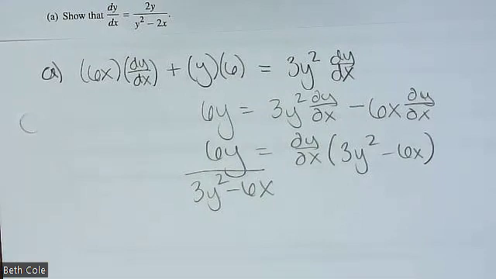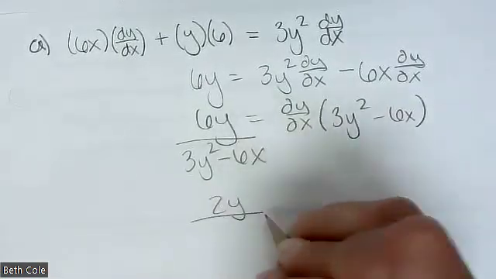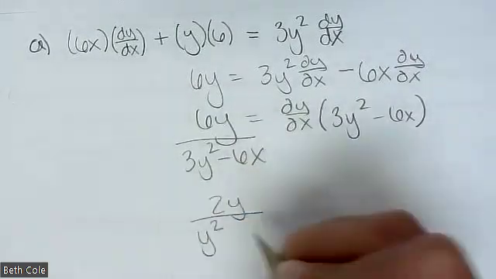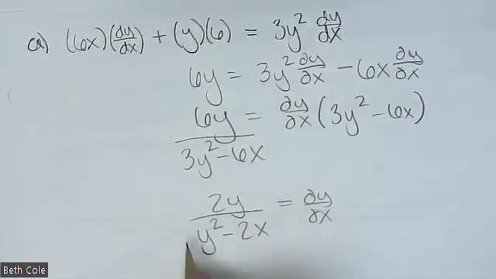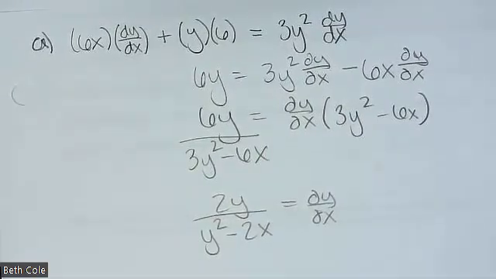Yeah, well, I wouldn't think of it as factoring so much. You're not wrong, but I would just think of it more like reducing a fraction. They'll all divide by what? 3. So it would be 2y over y squared minus 2x equals dy/dx. And isn't that what it says on the paper? Checking my stuff here.